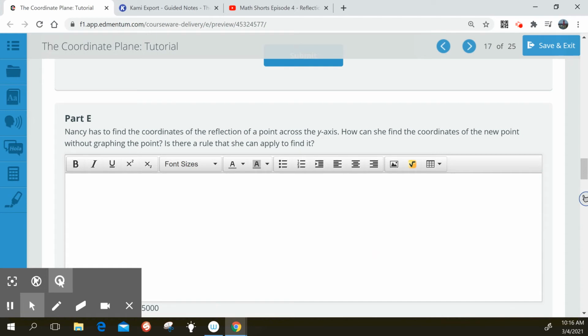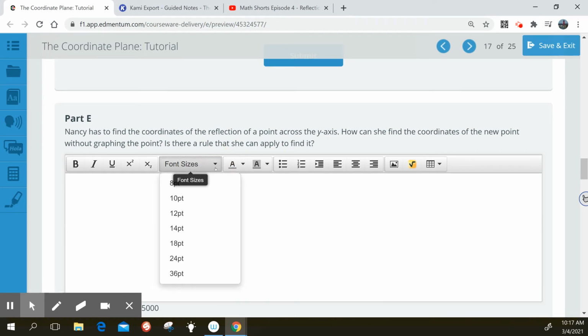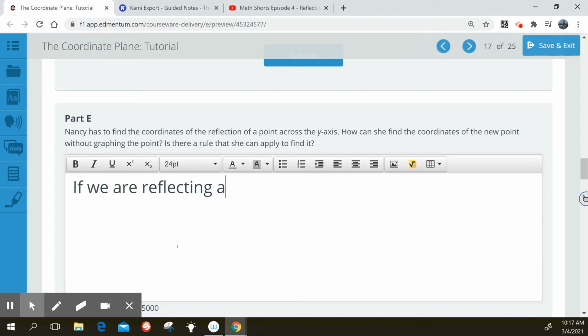Okay, Nancy has to find the coordinates of the reflection of a point across the y-axis. How can she find the coordinates of the new point without graphing the point? Is there a rule she can apply to find it? So this is what we talked about, right? So if we're reflecting across the y-axis, Tiana, do you remember the rule you came up with? Okay, so let's start with that. If we are reflecting across the y-axis, does anybody remember the rule?